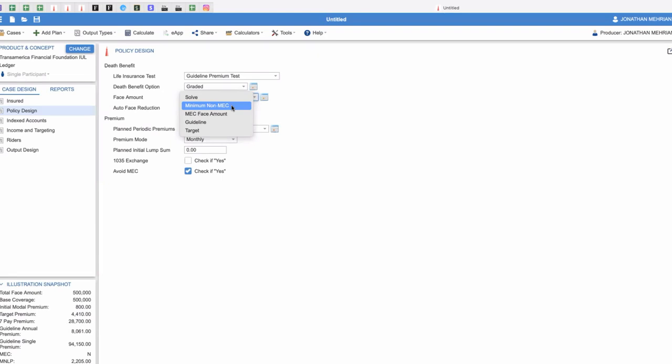Now, what is minimum non-MEC? I want to find out what is the minimum amount of life insurance I now need to get to accept my contributions. What is the minimum amount of life insurance I have to get to take the premium, but without this policy becoming a MEC? Remember, what was a MEC? It becomes taxable. I don't want this to be taxable. So Tracy, what's the lowest life insurance that will take that contribution, that premium, without it becoming a MEC?